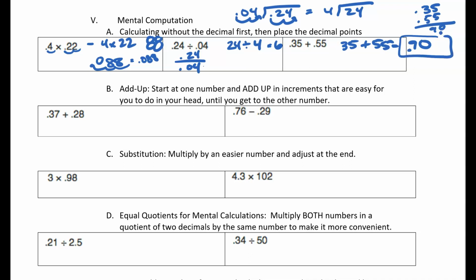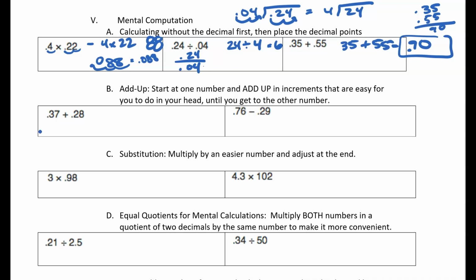Okay, the second part, B, add up. So we did this method before with whole numbers. Basically what you're doing here is you start with one number, the smaller number, and you add up with increments that are easy to do in your head. Actually, you don't have to start with a small number.